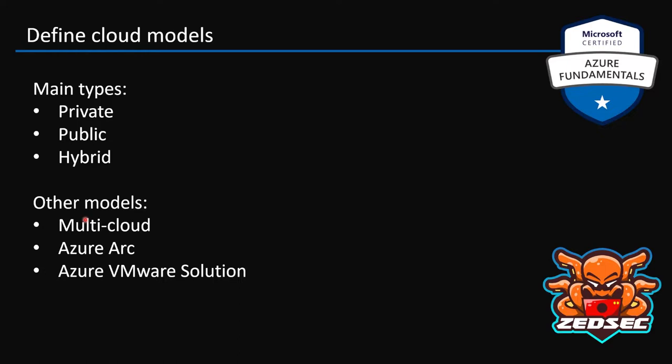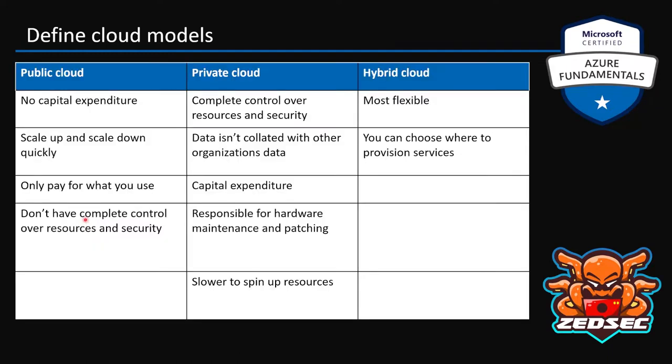There are a few other models of cloud. There's multi-cloud, in which you have multiple public clouds, and there's also Azure VMware Solution, which runs on ESXi hypervisors, and it only runs on ESXi hypervisors. That's a bit more of a niche solution, and you might never find yourself having to use it, but it's there if you need to.